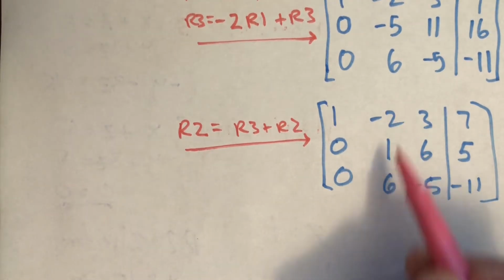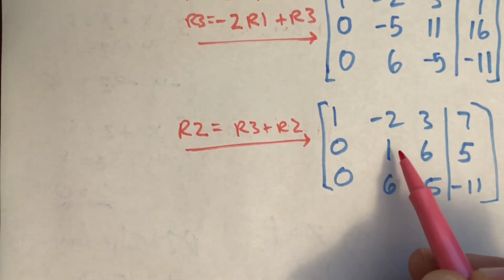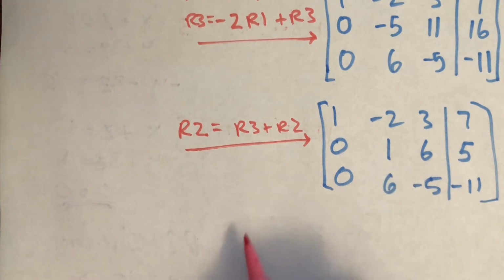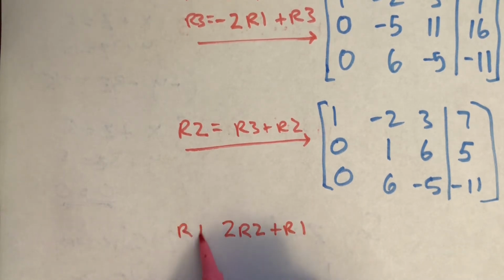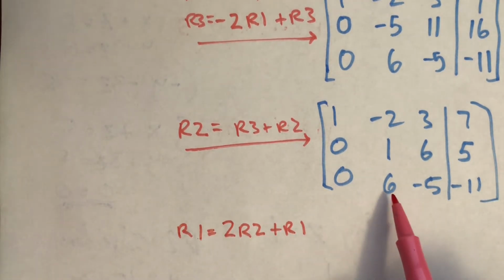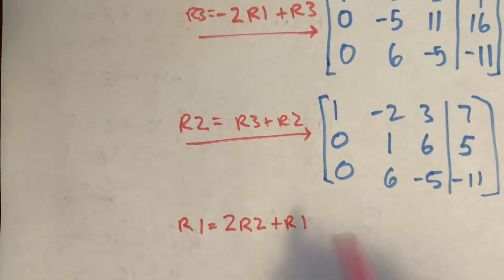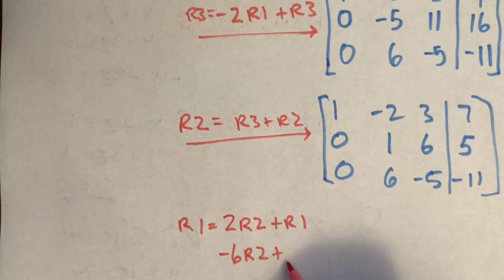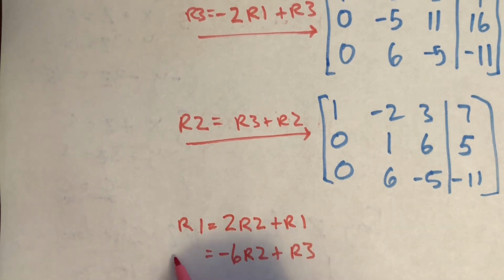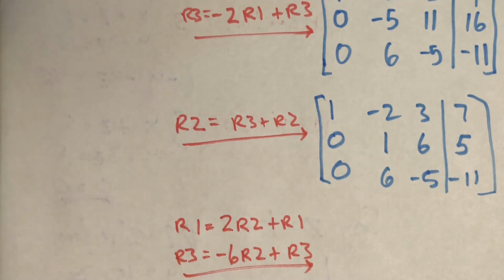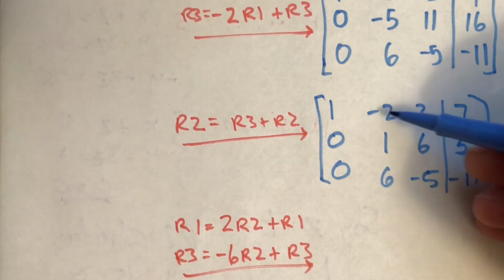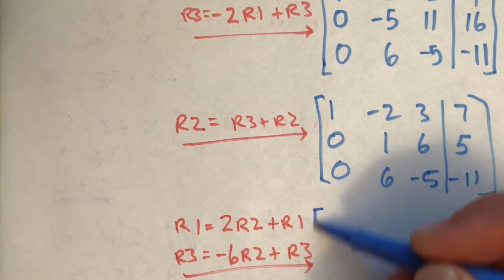So we're going to eliminate these two guys. We want to do 2 times row 2 plus row 1, and we're going to replace row 1 with that. And then we're going to take row 3, and I'm going to take -6 times row 2 plus row 3. I'm going to put that in place of row 3. So this is going to get rid of our 2 here. It's going to get rid of our 6 here.